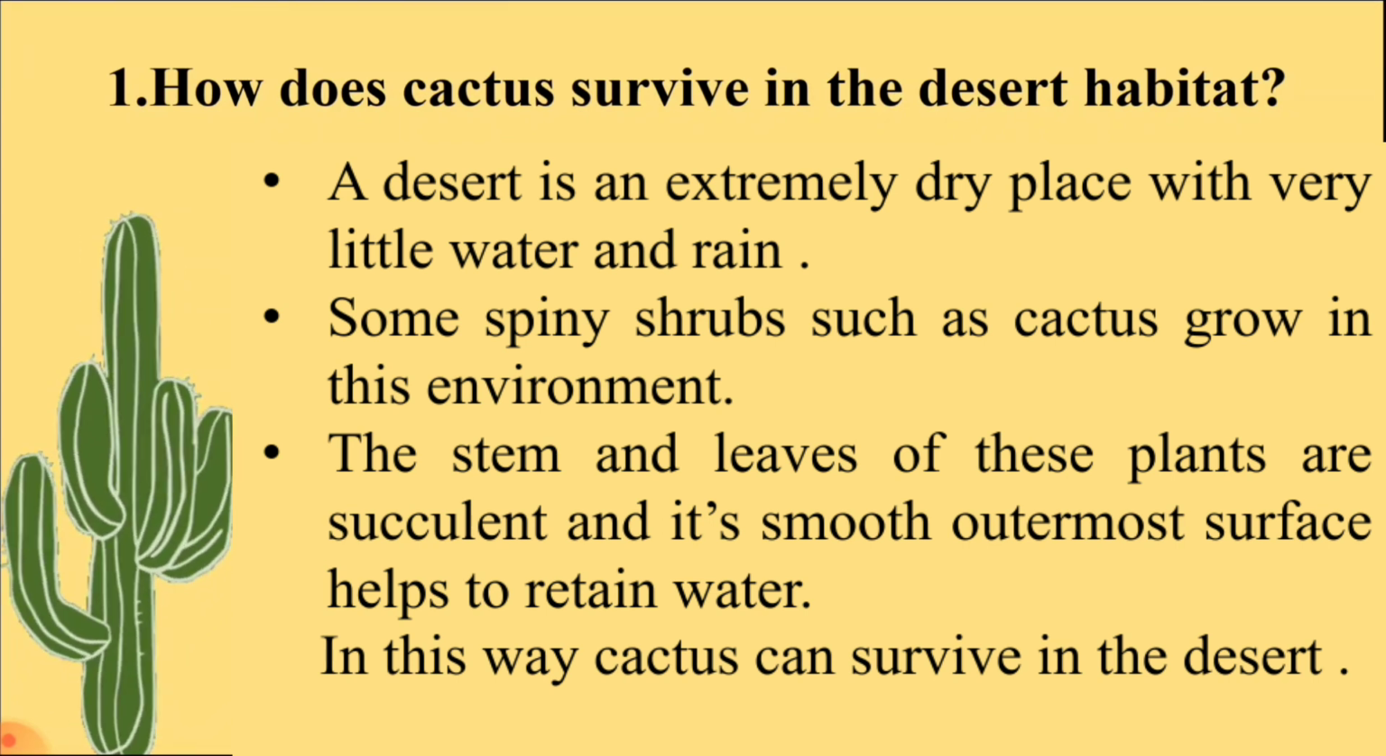Some spiny shrubs, such as cactus, grow in this environment. The stem and leaves of this plant are succulent, and its smooth outer surface helps to retain the water. Retain means hold. Retain water means it can hold the water. So in this way, cactus can survive in the desert habitat. So I hope you can write this answer if it comes in the exam.